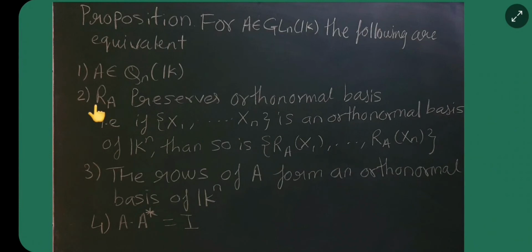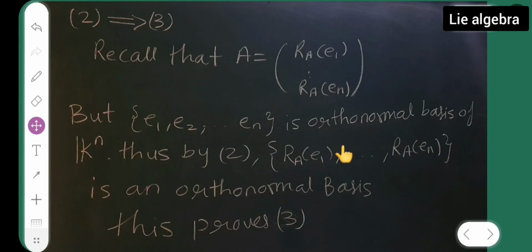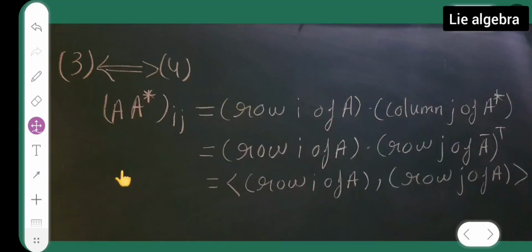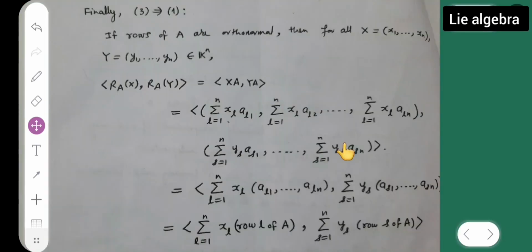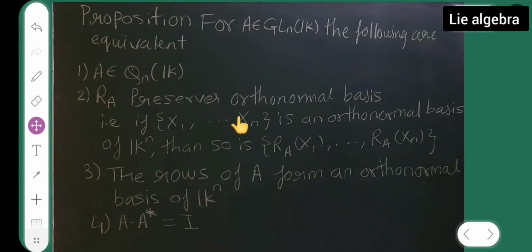Next, now I will be taking the second one and proving the third part. So 2 implies 3. I have to show that 2 implies 3. Now what is my 2? Ra preserves orthonormal basis, that is, if x1, x2 up to xn is an orthonormal basis of Kn, then so is Ra of x1 up to Ra of xn. And then the third is what? After taking this, I have to prove this: the rows of A form an orthonormal basis of Kn.